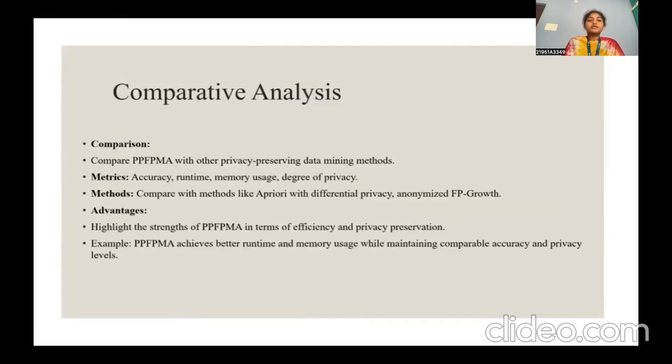Comparative analysis: compare PPFP-MA with other privacy preserving data mining methods. The metrics are accuracy, runtime, memory usage, and degree of privacy. Methods: compare with methods like Apriori with differential privacy and anonymized FP-growth. Advantages: highlight the strengths of PPFP-MA in terms of efficiency and privacy preservation. Example: PPFP-MA achieves better runtime and memory usage while maintaining comparable accuracy and privacy levels.